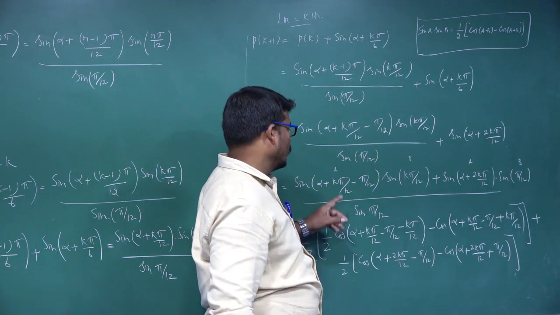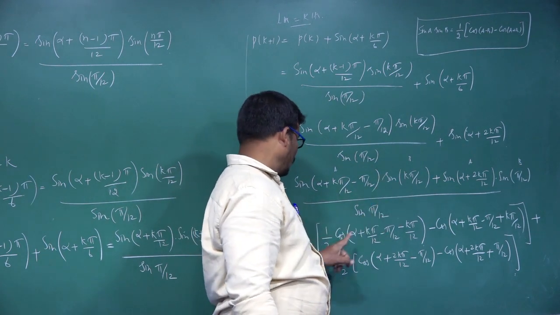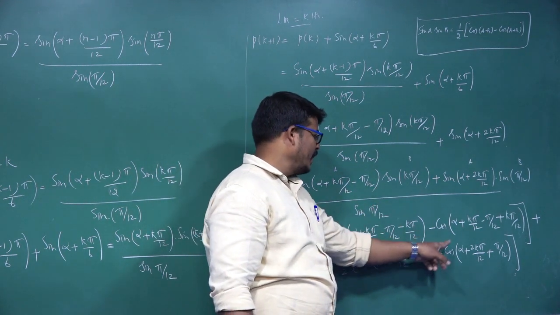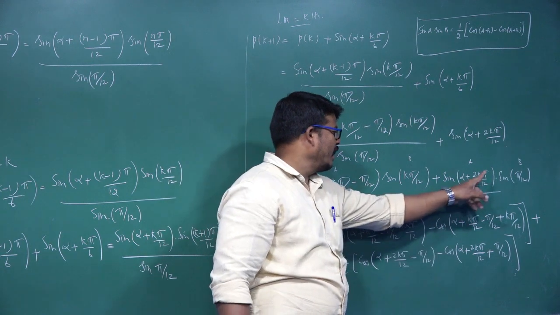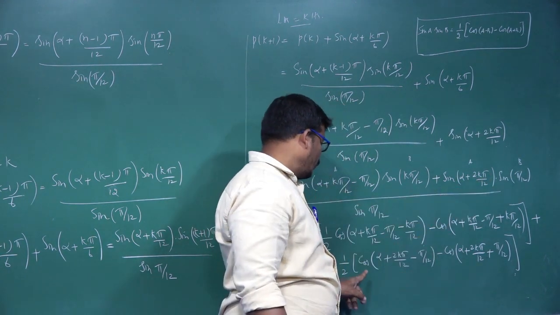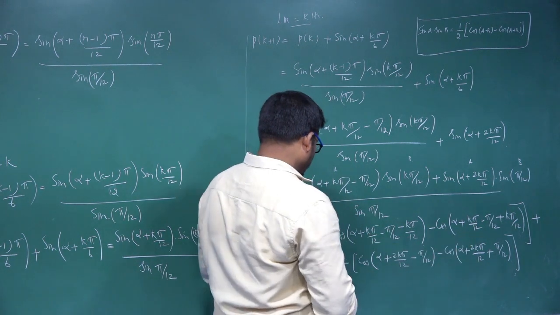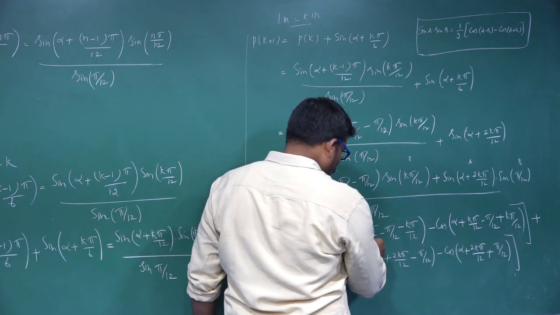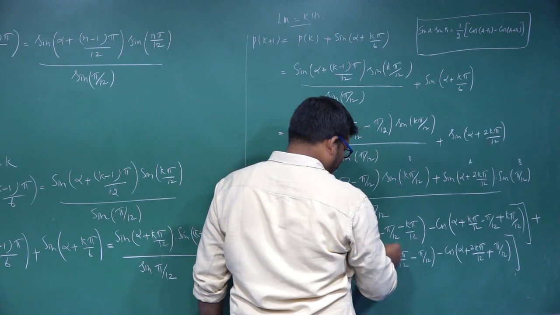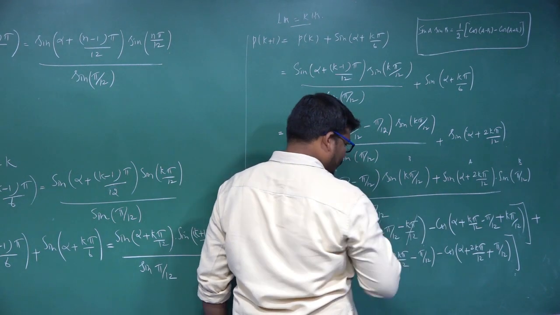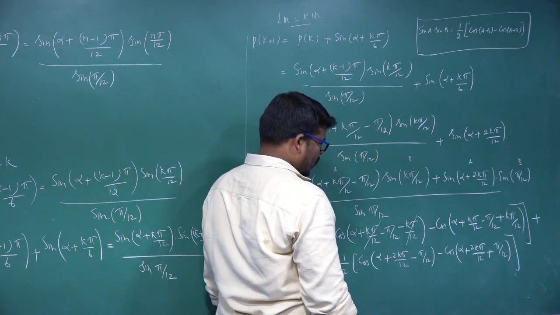Using the trigonometry formula, sin A sin B is 1 by 2 cos A minus B minus cos A plus B. Next, for sin A and sin B again, 1 by 2 cos A minus B minus cos A plus B. So cancel the values: alpha plus k pi by 12 minus k pi by 12 plus k pi by 12 minus k pi by 12 cancel.